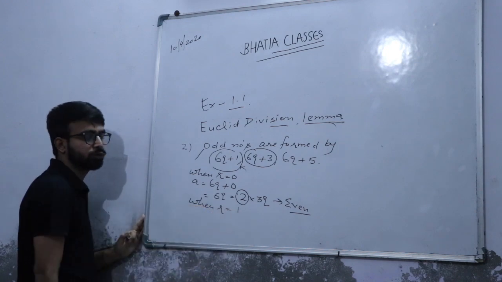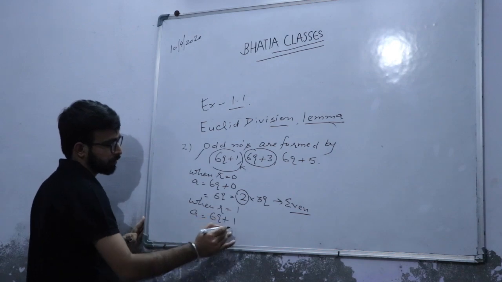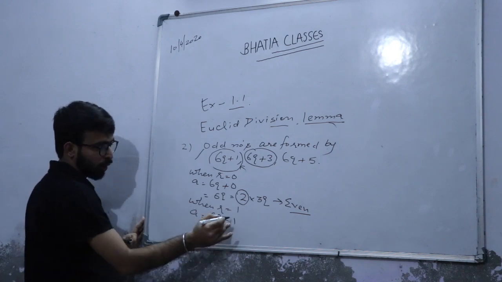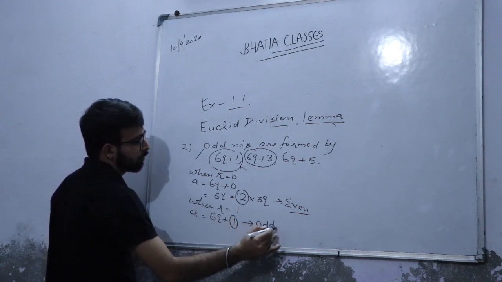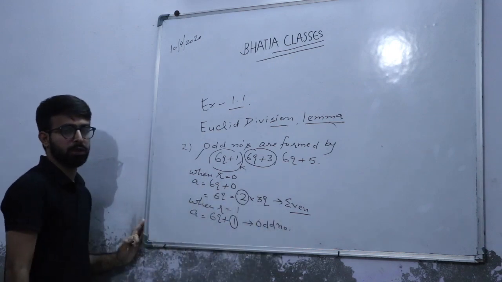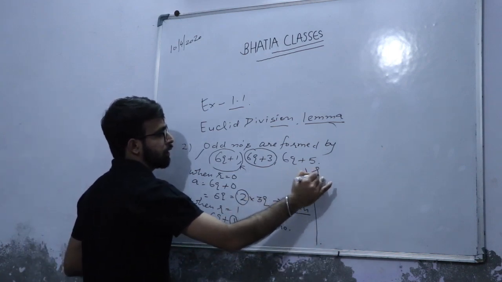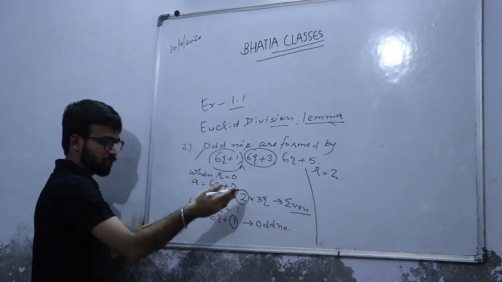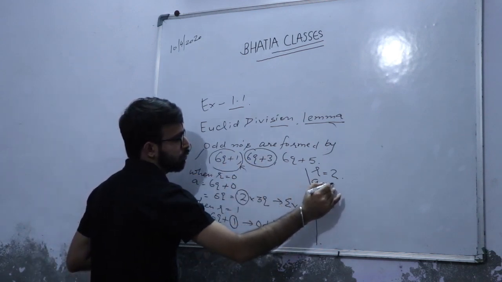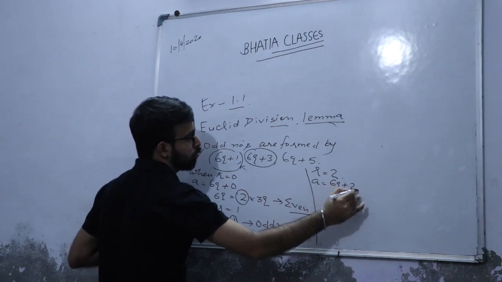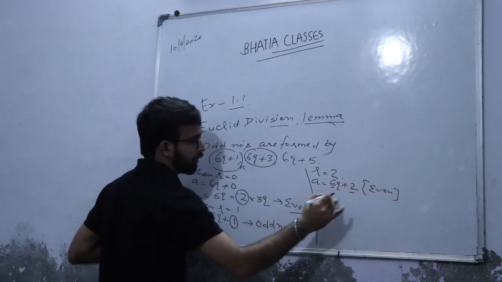When R is equal to 1, A is equal to 6Q plus 1. Now 1 is added to an even number, therefore it is an odd number. Next, R is equal to 2. Follow these steps for the number 5. A is equal to 6Q plus 2. Even plus even, that is even.